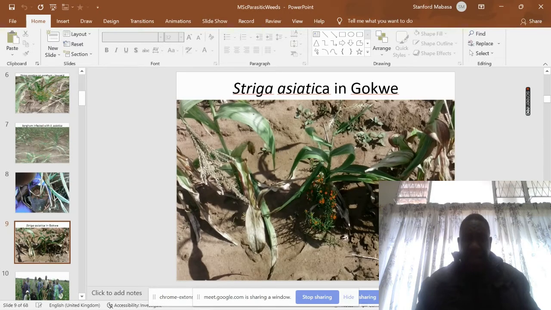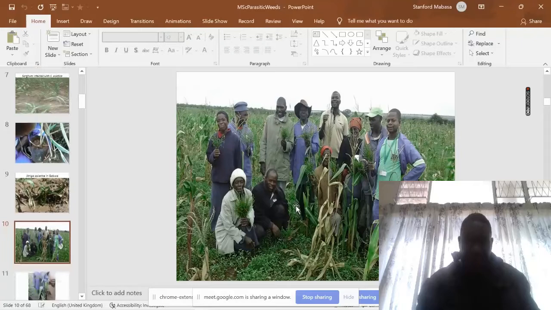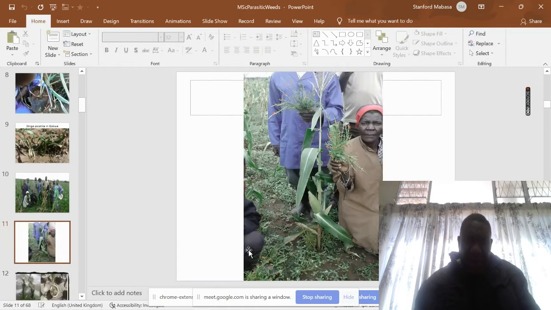This is Striga asiatica in Gokwe. You can see very short maize plants. Here, this field was infected with the striga. Again, this is in Gokwe. Probably you can see the farmer holding the striga plants. Again, this is in Gokwe, where you find that farmer holding the striga plants.